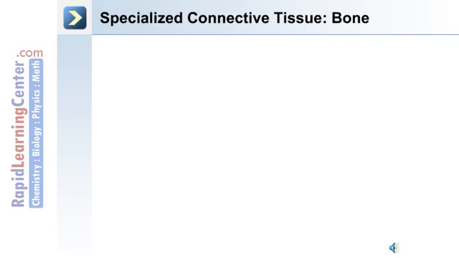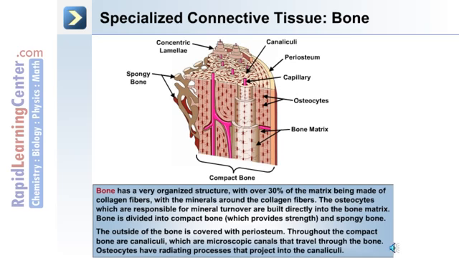Let's take a look at bone structure in more detail. Referring to the image, the outside of the compact bone is covered in periosteum. The interior is spongy bone. The osteocytes, or bone-forming cells, are built directly into the matrix. 30% of bone matrix is made of collagen fibers, with minerals around those collagen fibers. The osteocytes, which are responsible for mineral turnover, are built directly into the matrix.